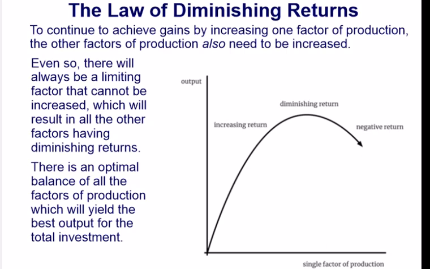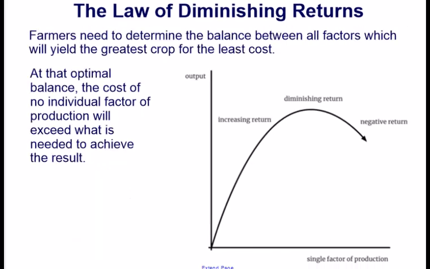There is an optimal balance of all the factors of production, which will yield the best output for the total investment. Farmers need to determine the balance between all factors which will yield the greatest crop for the least cost. At that optimal balance, the cost of no individual factor of production will exceed what is needed to achieve the result.